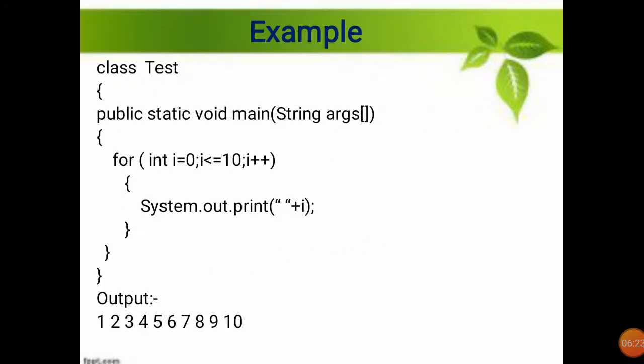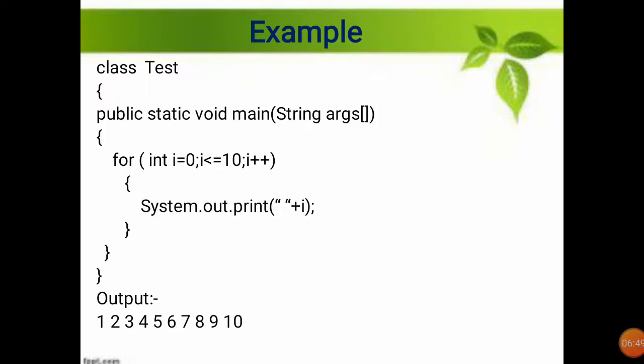For example: class test, public static void main function, and here we start directly with for, int i equal to 1. Here I have taken 0 by mistake, it is i equal to 1. Then the test condition is i less than 10, and i plus plus. The first time it prints 1.